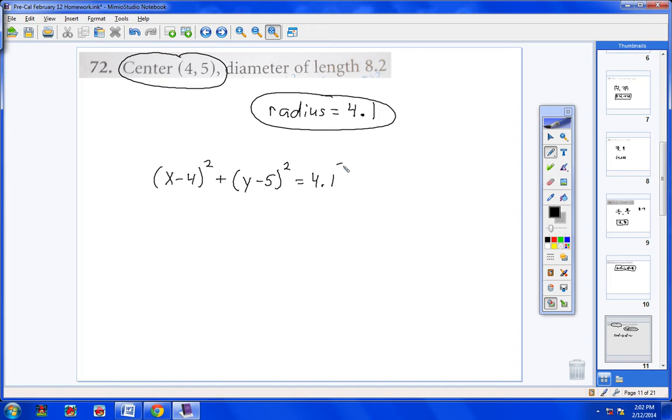4.1 squared. Now on a test or a quiz, I would like you to simplify the right side if at all possible. So 4.1 squared would end up being 16.81. And there you go. There's the equation of the circle that satisfies these requirements up here.